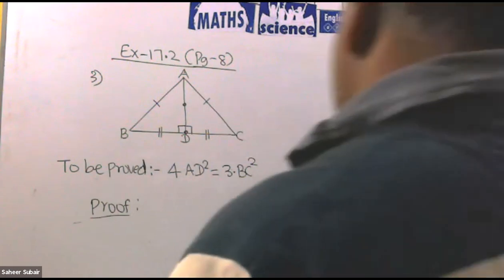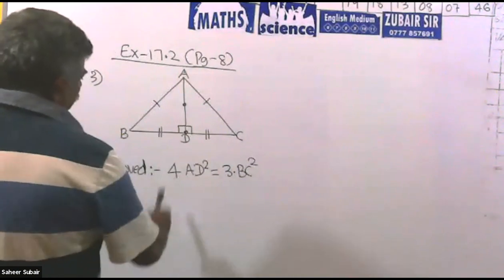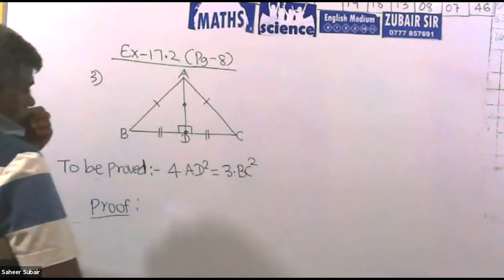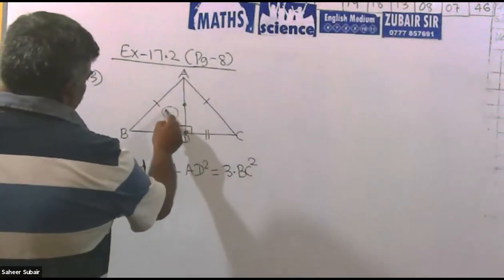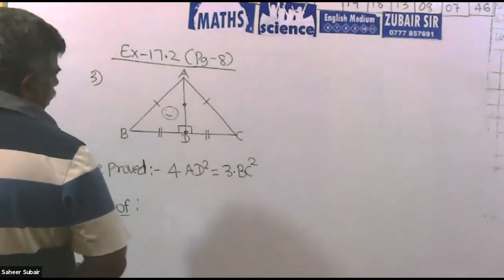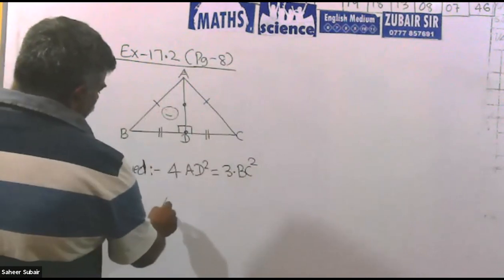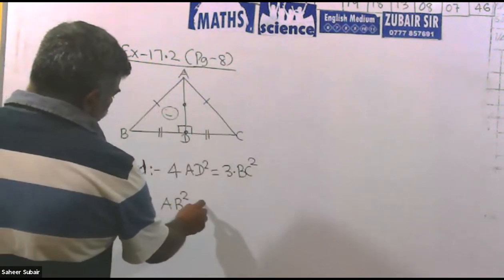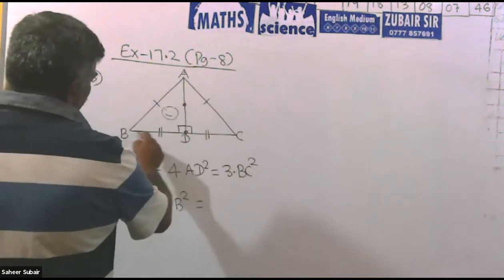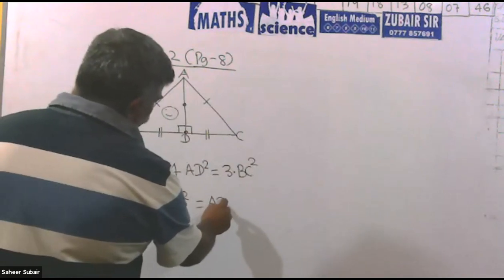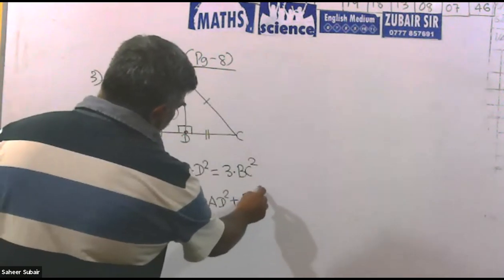Okay. Then how to prove? We have to connect AD and BC. Then if you use Pythagoras theorem in this, hypotenuse squared, that means AB squared is equal to AD squared plus BD squared. This is only Pythagoras theorem.